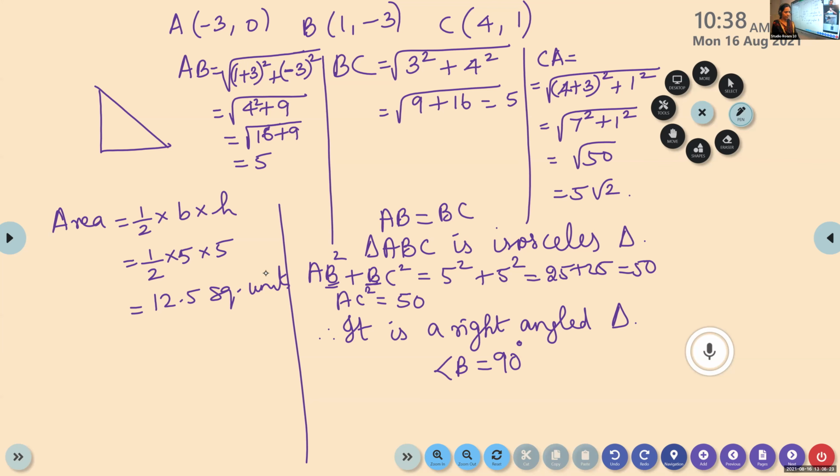How will we get 12.5? 25 by 2. What is 25 by 2? Okay, is it okay? What is half of 25? Is it okay, Melvin?